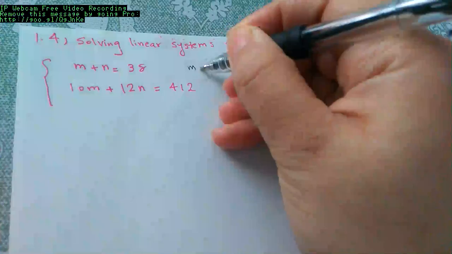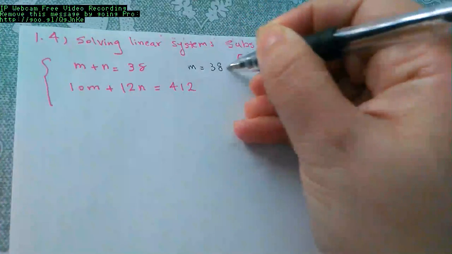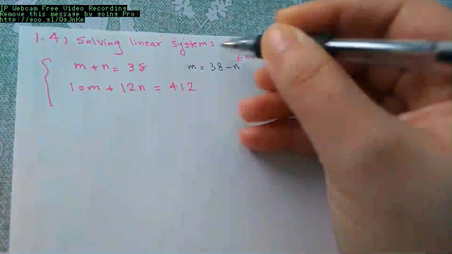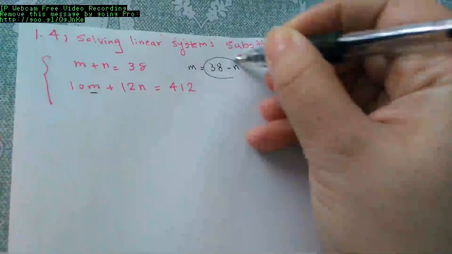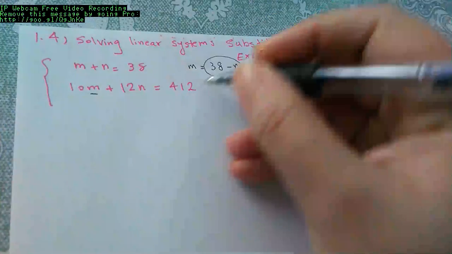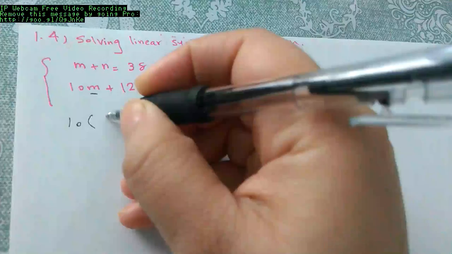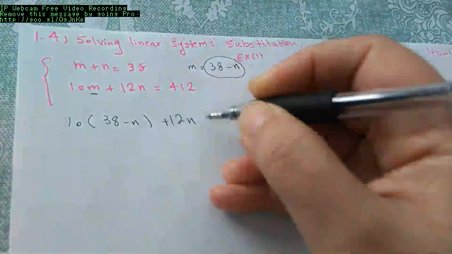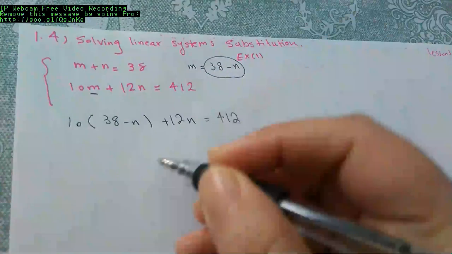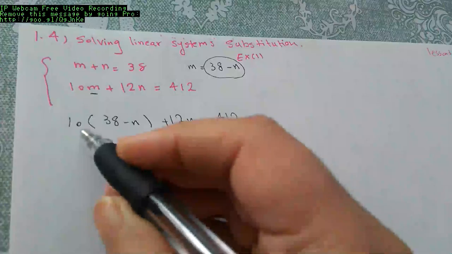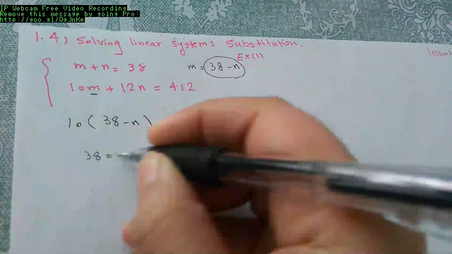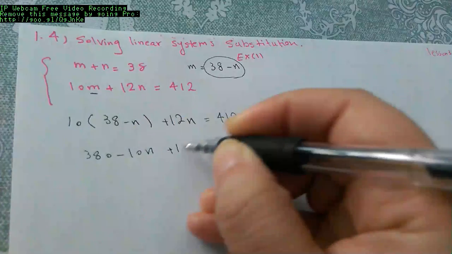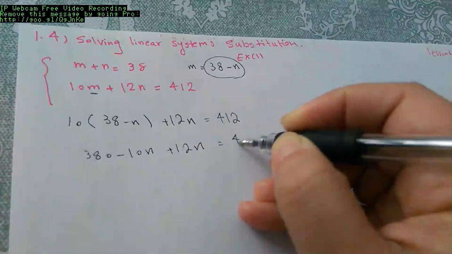M is equal to what? 38 minus n. Then instead of the m here, I can substitute this one, right? Because m is equal to that. So just do that. 10, and instead of the m, I put 38 minus n, plus 12n equal to 412. Multiply that in. It's 380 minus 10n plus 12n is equal to 412.